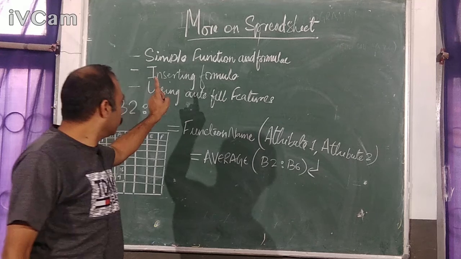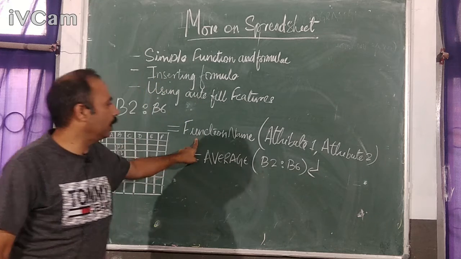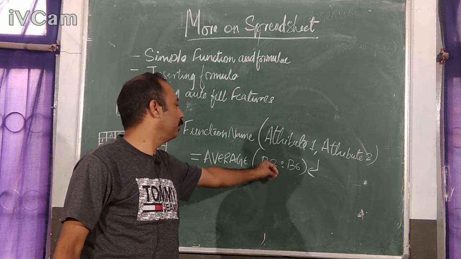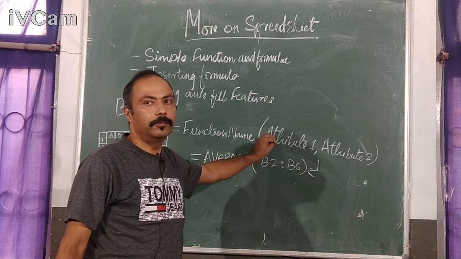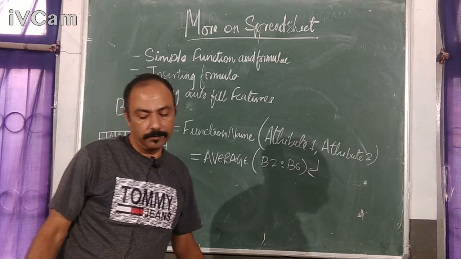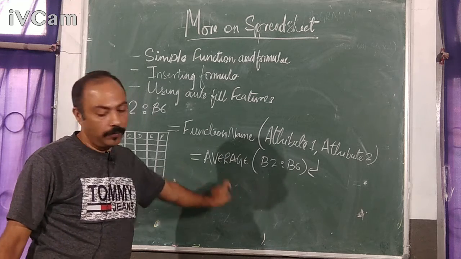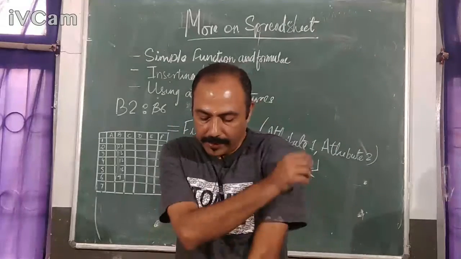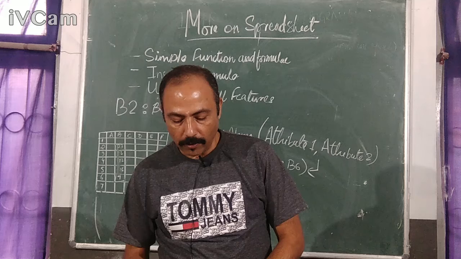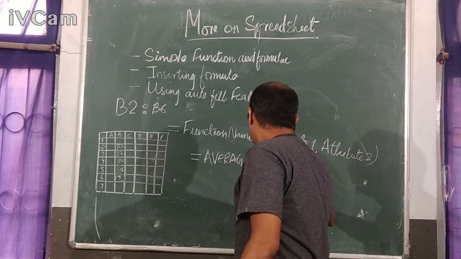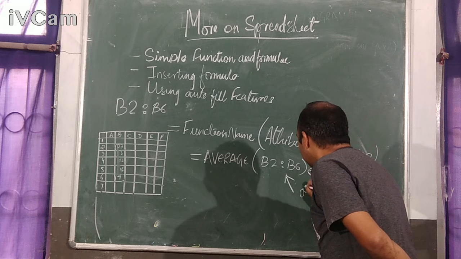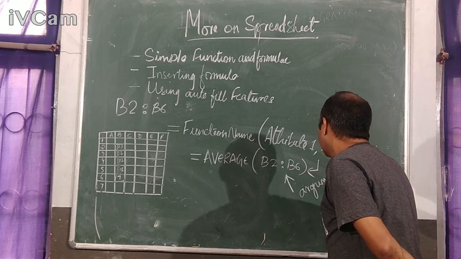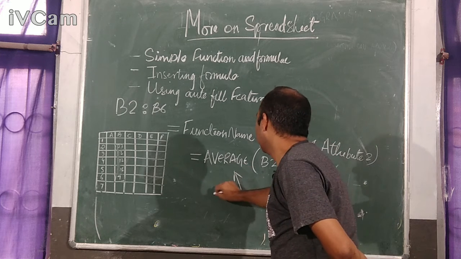Okay. So while using the function, you have to mention the function name, bracket, attribute. The attribute may be either a single address, or you may put the data, or you may put the range of cells. So this is a simple example of a function. In the above example, average refers to the average function, and B2 to B6 is the argument of the average function. So this is the argument, we are sending the argument, and this is the function name.